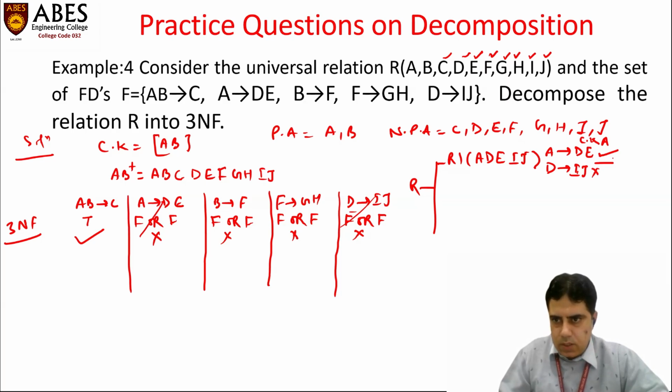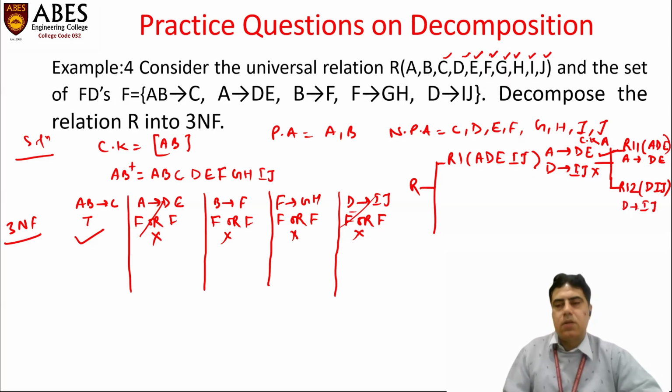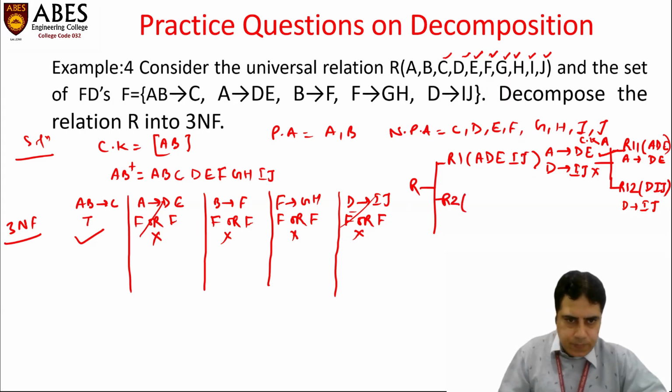Now, further, we will decompose this relation into two, R11 and R12. Here the attributes are ADE, and here the attributes are DIJ. Now, ADE is in 3NF, and DIJ is also in 3NF. Now, R2: B determines F, BF, and from F, GH.